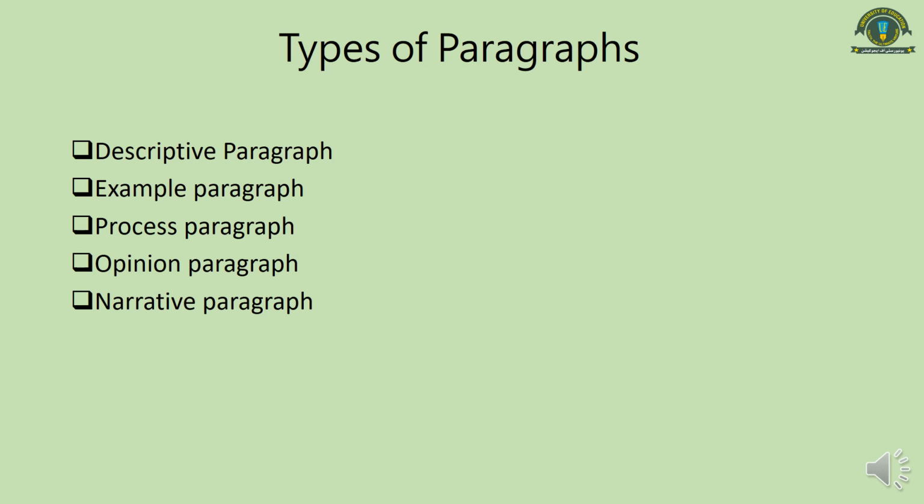We have several types of paragraphs. First of all, we have the descriptive paragraph. In a descriptive paragraph, we describe something using descriptive words. For example, if I talk about my house, my car, my pet, I am basically describing them. While describing them, I'll be using descriptive words and telling how they look, what color they have, all these things. And then we have the example paragraph.